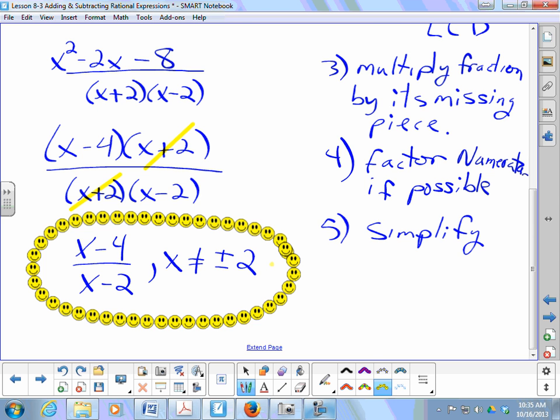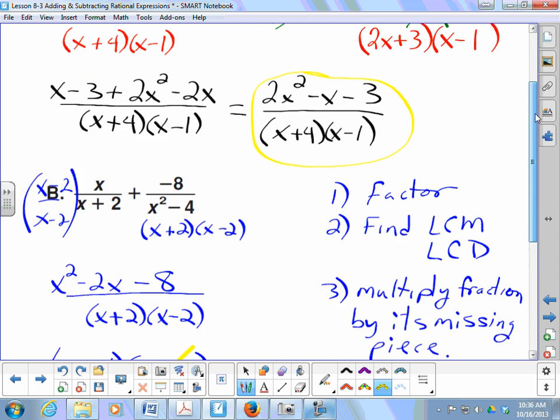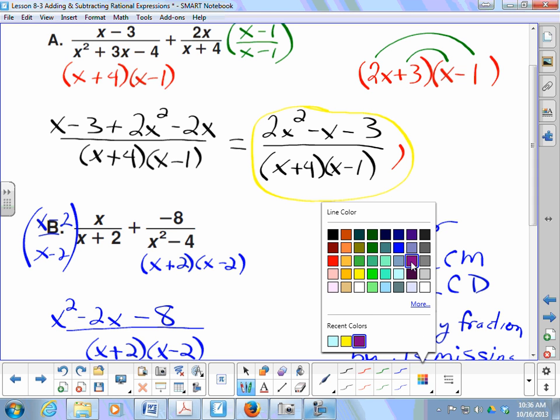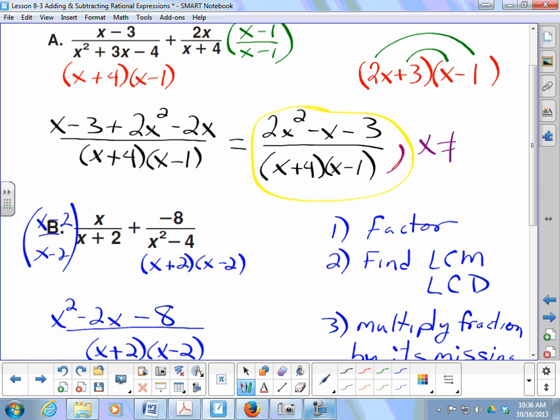So, since we forgot that up here in the first one, I suppose we better say what that is. So up here then, let's use another color. Let's go purple. X cannot equal what here? You guys are awesome. You rock. Negative 4 and 1, in unison also.